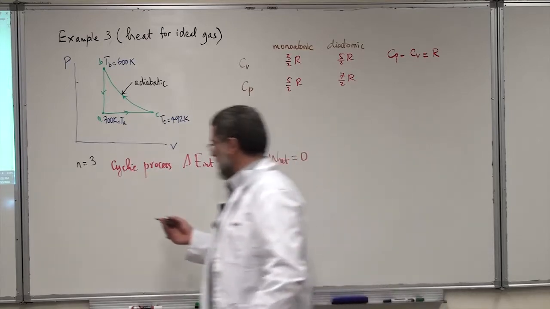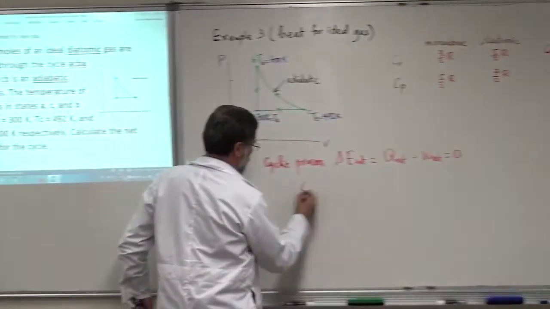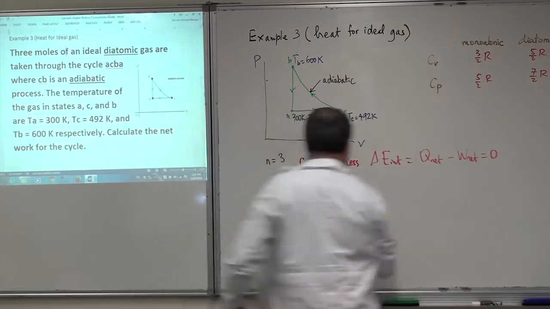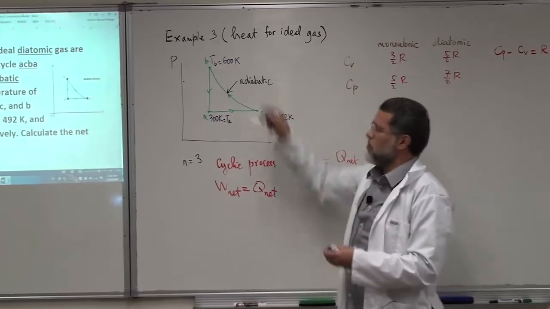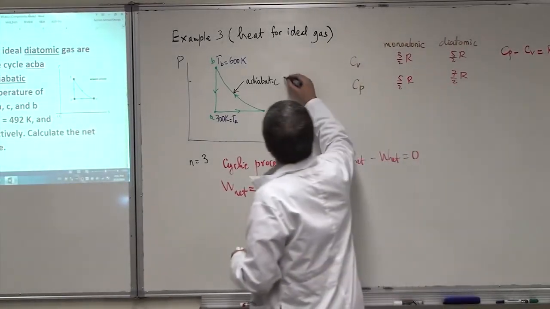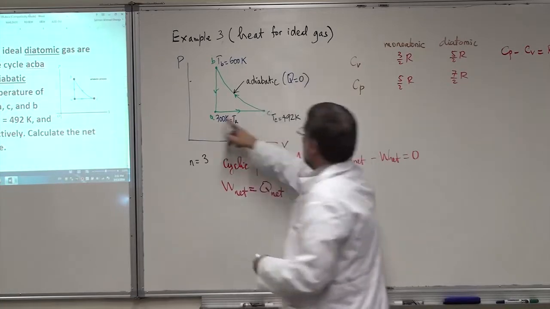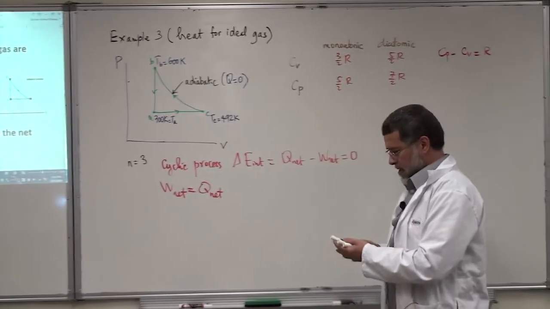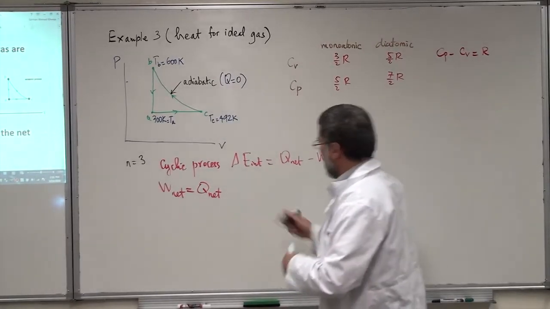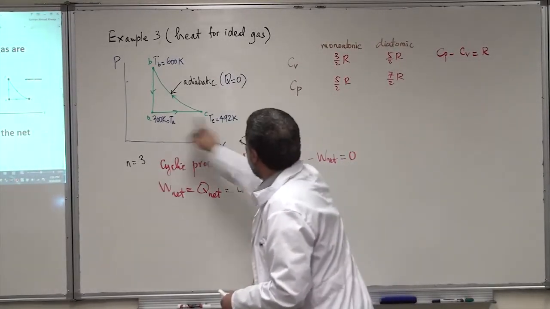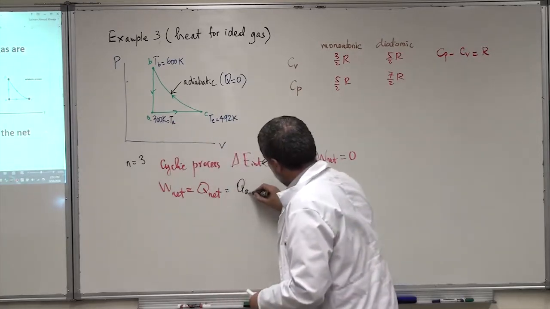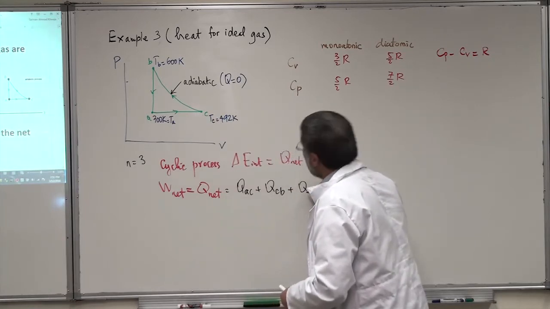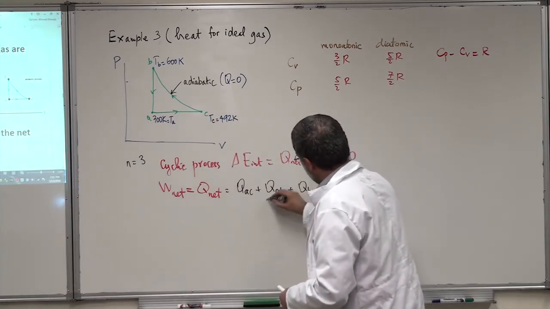So it means that in this case, the W net is equal to Q net. So I'm going to calculate Q net because one of the Q's is 0. It will make my life very easy because I will have to calculate only two Q's. Q for this process and Q for this process, because this Q is already 0. So this Q net will be equal to Q AC, okay, plus Q CB plus Q BA, and this is 0 already.